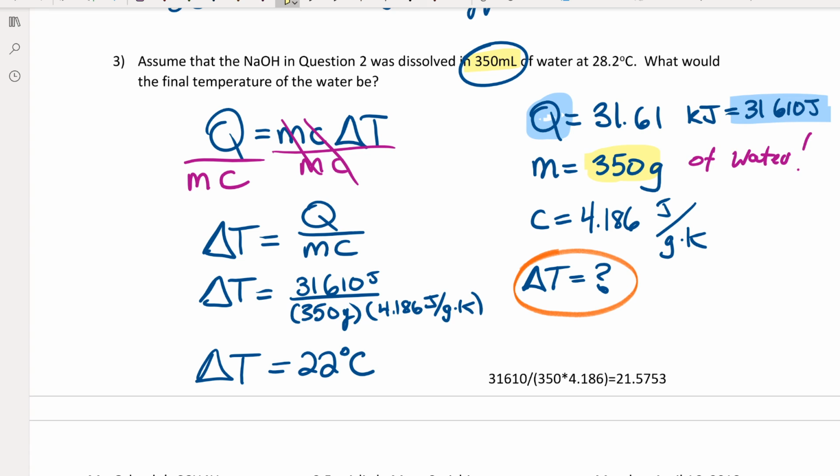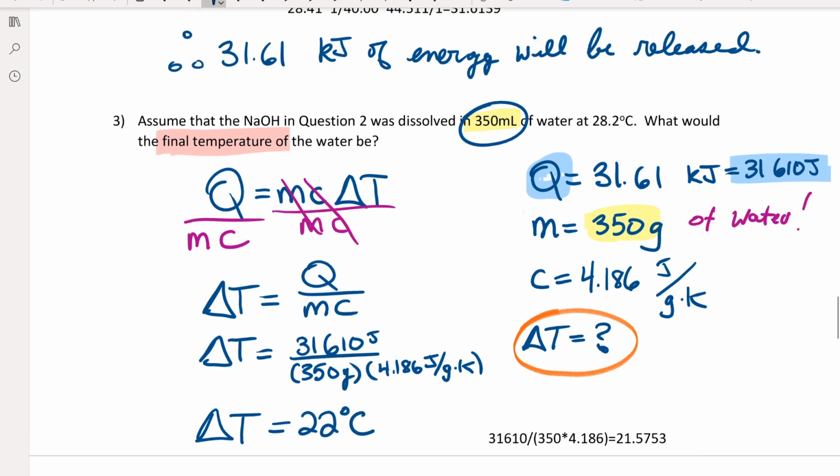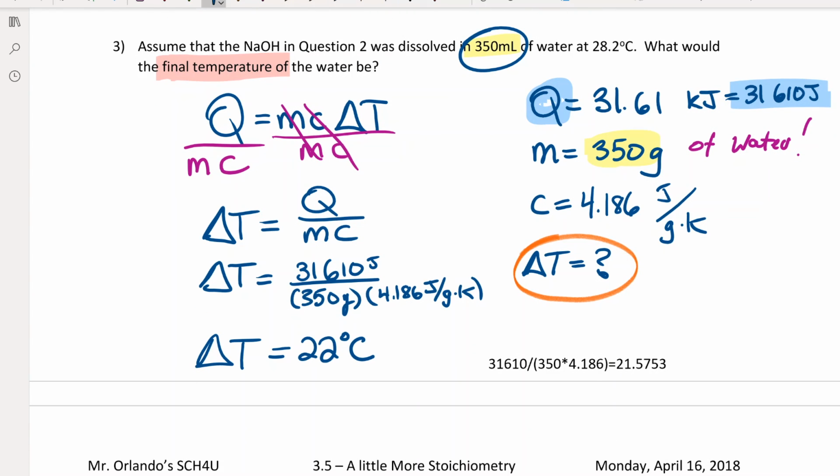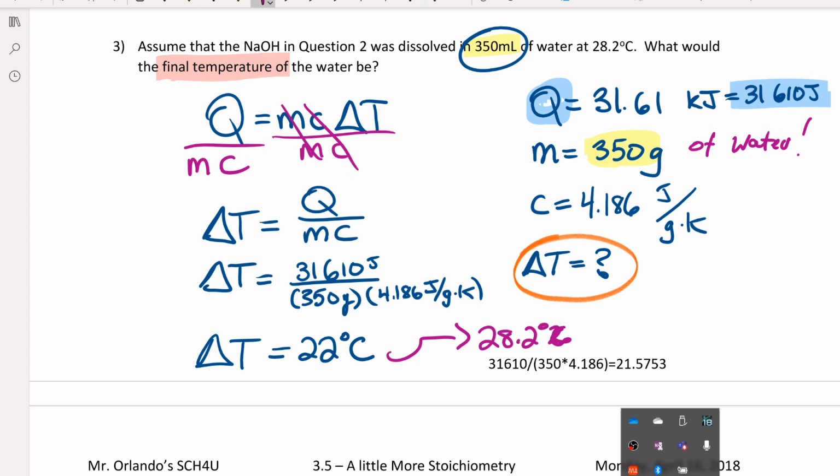Now be careful, because the question says, what's the final temperature? Well, we know this energy gets released, so if it started at 28.2 and it goes up by 22 degrees, we can just say, okay, well, 28.2 degrees Celsius plus 22 degrees Celsius is equal to 50 degrees Celsius. And that should be our final temperature.